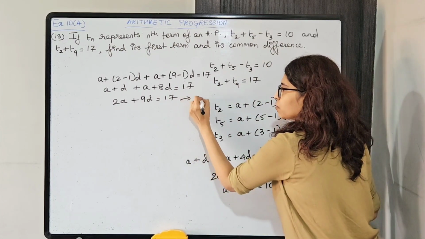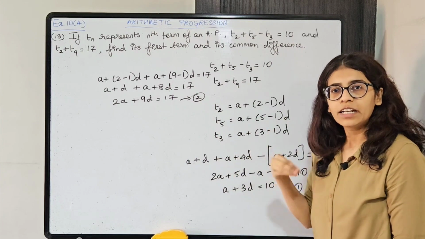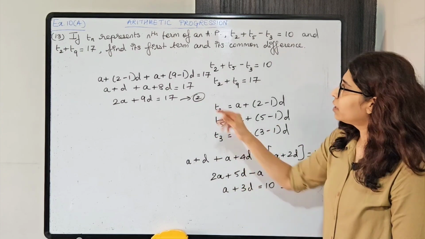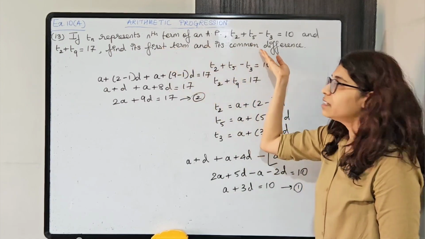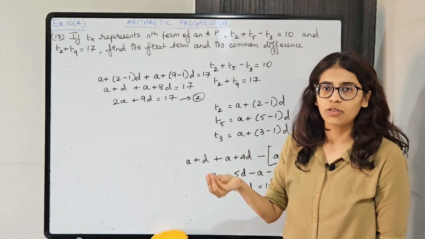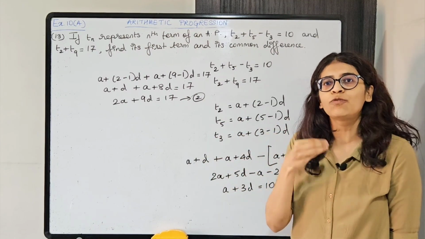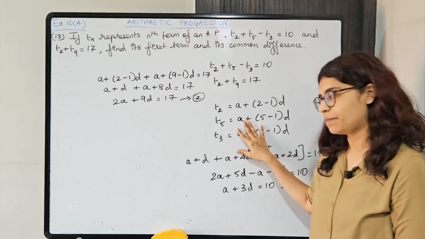One more equation. Solve the two linear equations. Find out the value of A and D. Okay. So you will get the first term and common difference. A is first term and D is common difference. Okay. We don't need to find out the AP. If they tell you to find out the AP, you have to find out at least 4 to 5 terms. Okay. So let us solve now with proper steps.